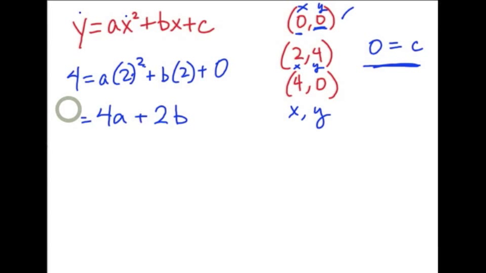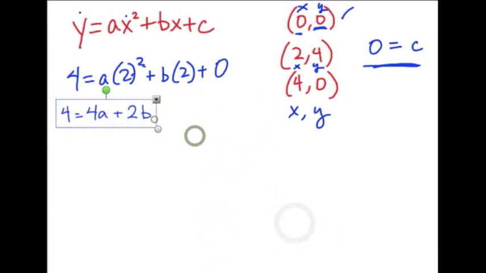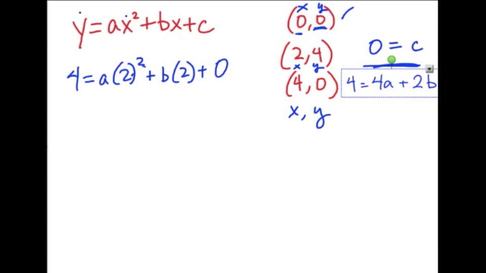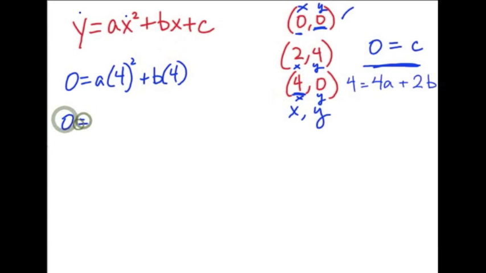Let me write this a little neater. And we will put that over here with this one. And finally, I'll do the last one. 0 equals a times 4 squared, because I'm now putting 4 in for x, plus b times 4 plus 0. I'm not even going to write it. 0 equals 4 squared. 4 squared is 16.